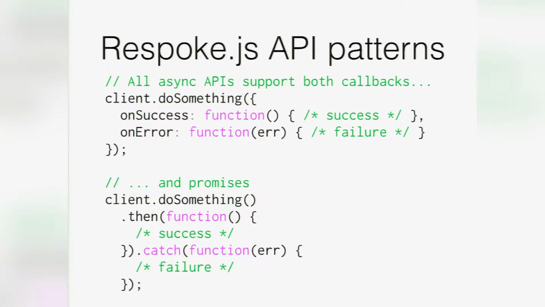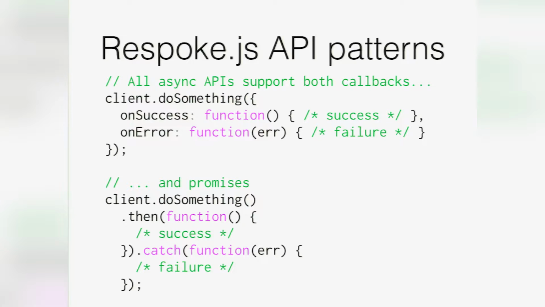In JavaScript, for people who have used it for any length of time, you know that it's single-threaded and you have to deal with asynchronous callback-based programming. And today there's two main ways of dealing with that. The first is callback functions, and the second is promises.